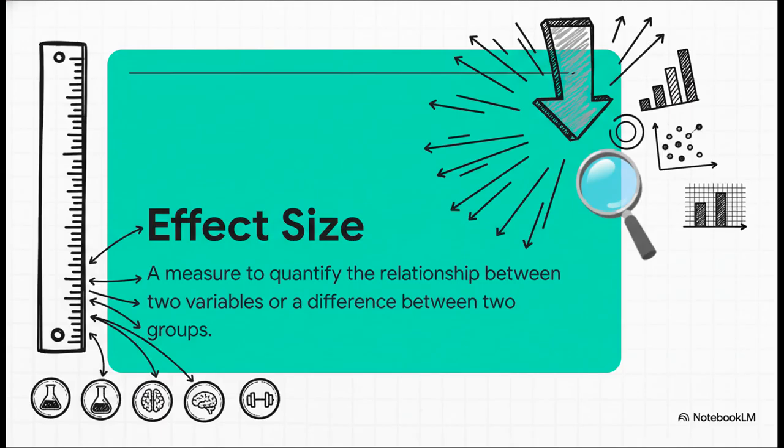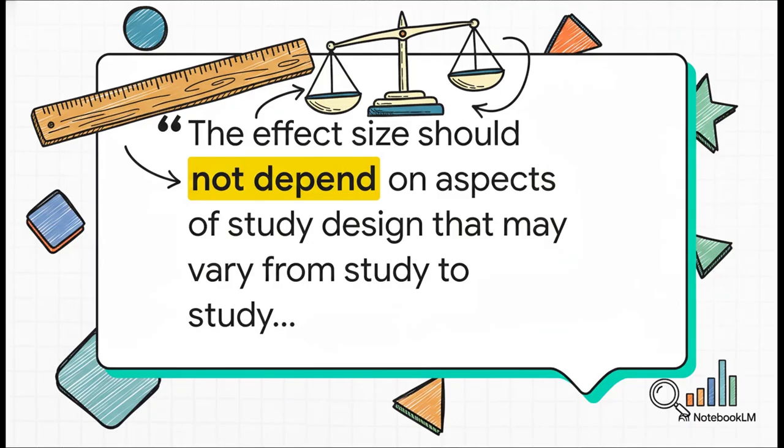It's not just telling you if something had an effect, it's telling you how much of an effect it had. It measures the magnitude, the sheer size of a finding, no matter how the study was designed. And that is absolutely the key. Because the effect size is standardized, it gives us one number that we can actually compare across a bunch of different studies. It puts everything on a level playing field.